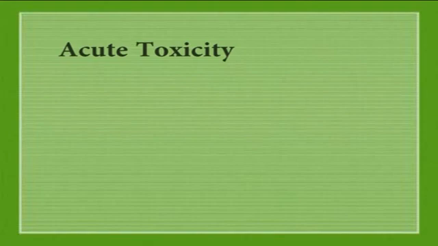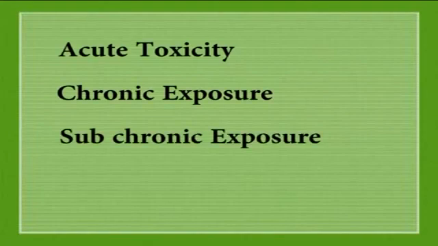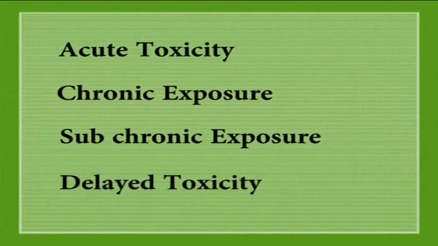Classification by type of exposure. Toxicity can be divided into 4 types based on the number of exposures to a poison and the time it takes for toxic symptoms to develop. These 4 types may be combined with the classification based on the route of exposure discussed below. They are acute toxicity, chronic exposure, subchronic exposure, and delayed toxicity.